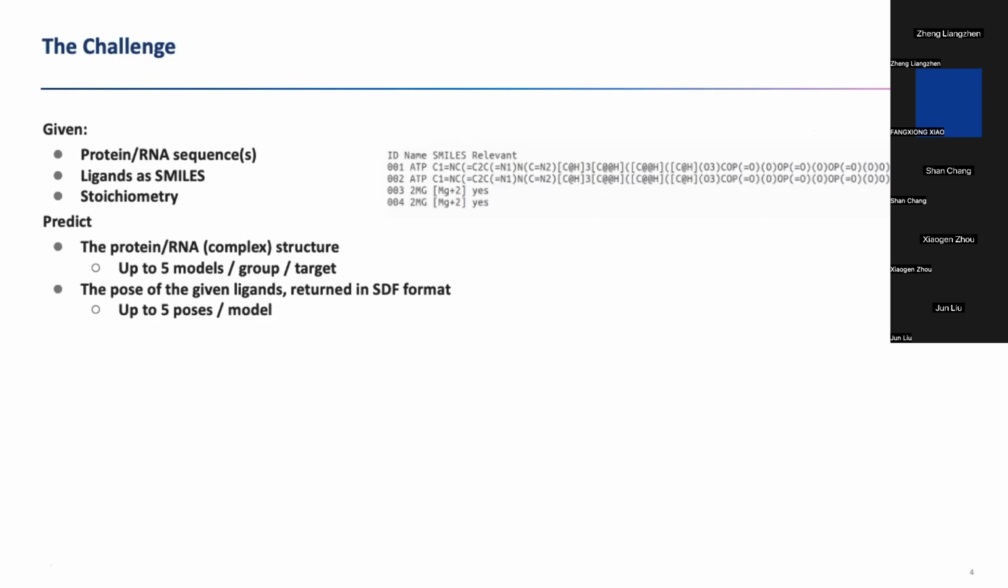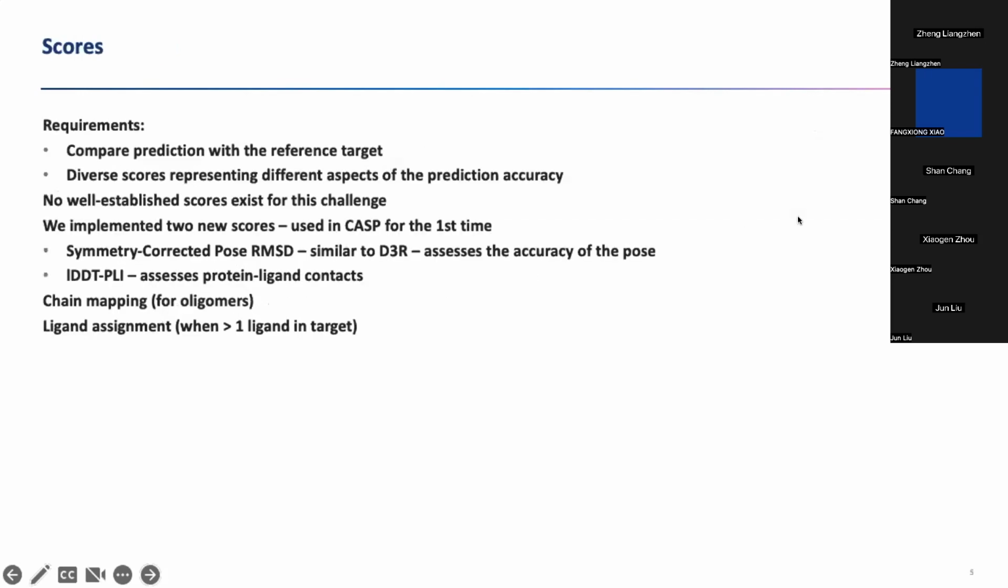And so, thank you. And so then, after the experiments, we were joined by Pat for the assessment, and we started thinking, how can we evaluate these predictions?